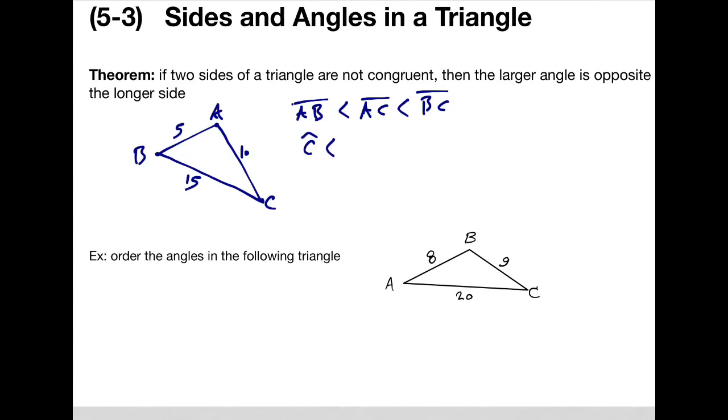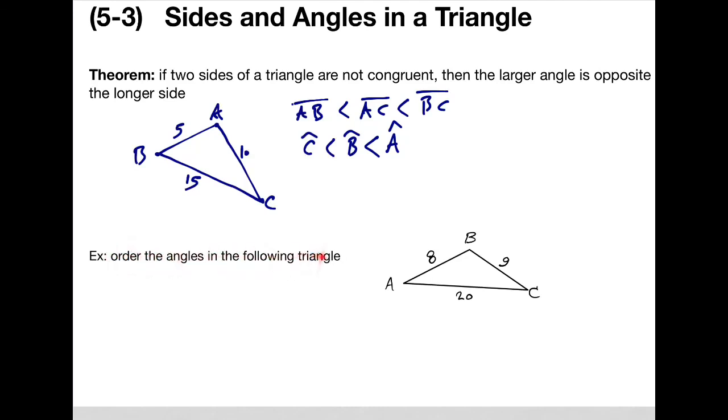The angle which is opposite to AC, this side, is B, this angle. So angle B is the next one. And the angle which is opposite to BC, which is this side over here, is angle A. So that angle A is the largest angle in this triangle. Okay, let's see one more example.